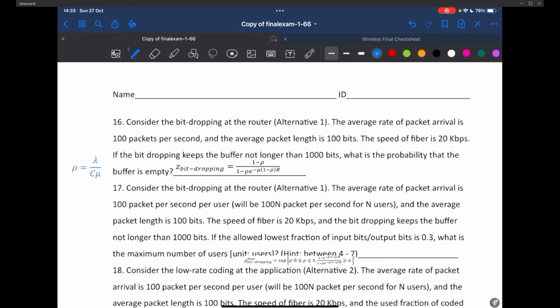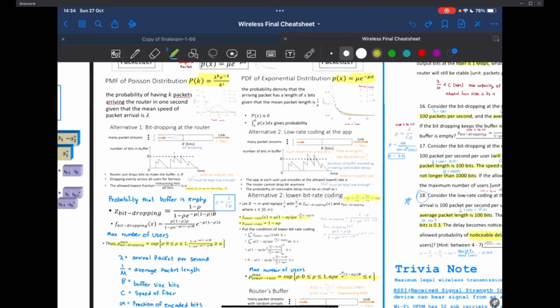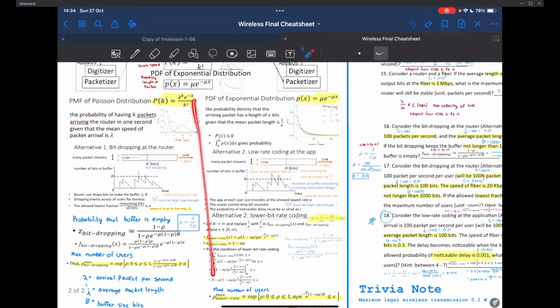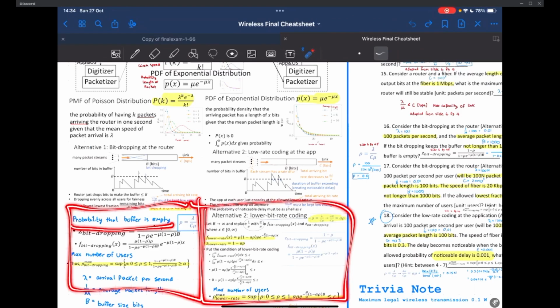Next one, we're trying to find the probability that the buffer is empty. So when we talk about the buffer being empty, if it's just normal, we jump to the first cheat sheet formula. So it's the first option. First option's on the left side, and the second option's on here. So the probability that the buffer is empty is right here.